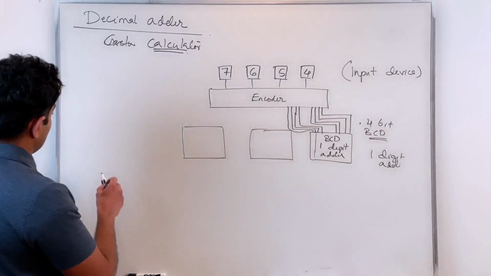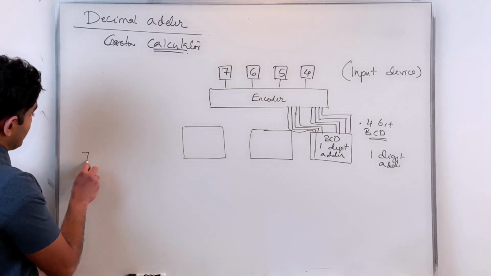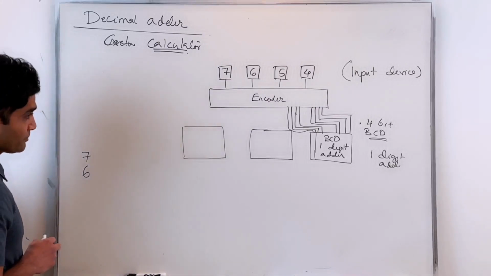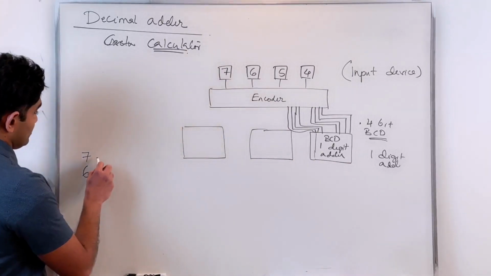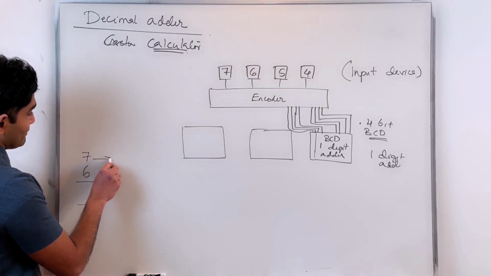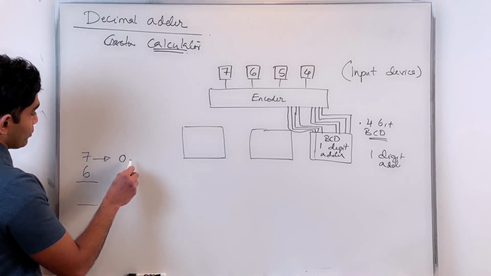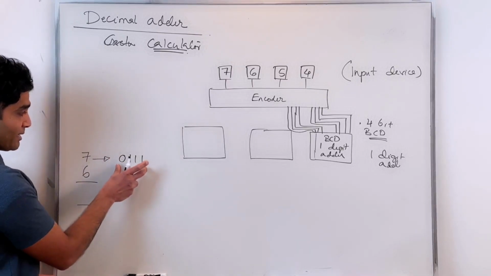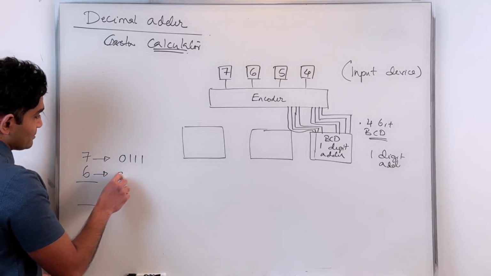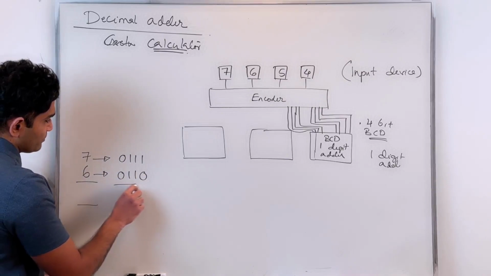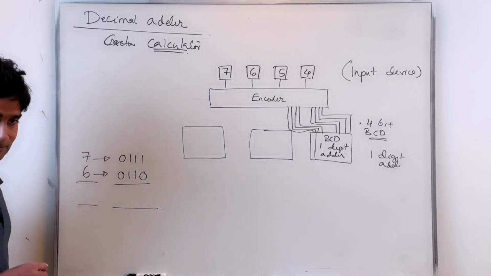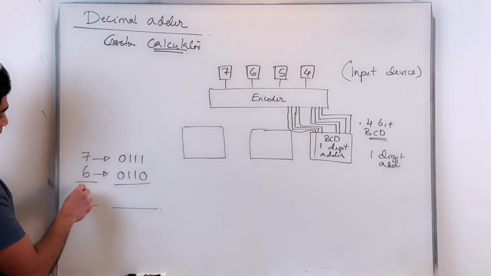Let's take an example to illustrate that. Let's say I'm trying to add two digits together using this adder. That means my 7 is encoded as 0111, right? That's the binary coded decimal value for 7. My 6 is encoded as 0110. Okay, 7 plus 6 is what? 7 plus 6 is 13.